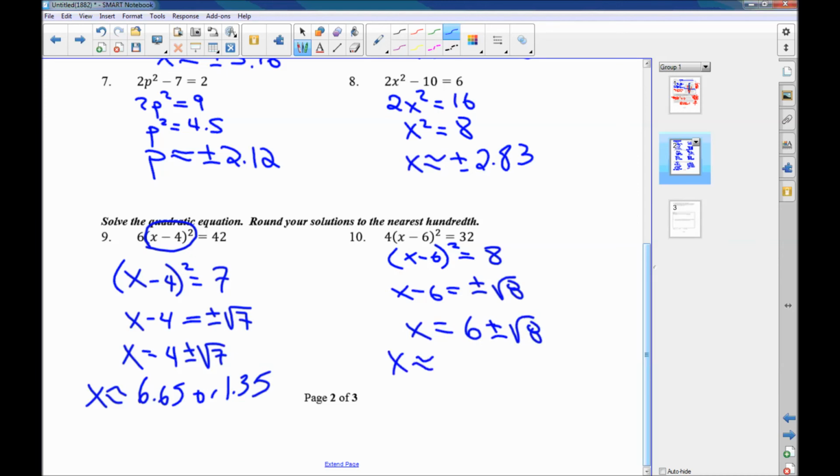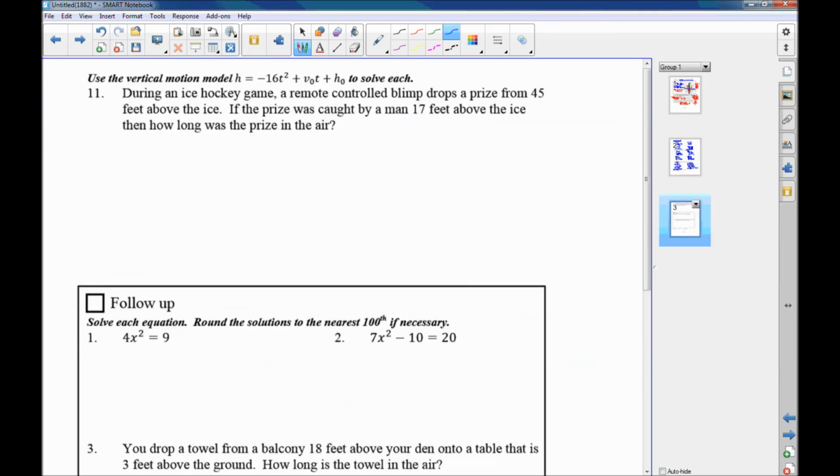And then I'll estimate. 6 plus root 8 is 8.83. And 6 minus root 8 is 3.17. Okay, so we have two answers here. All right, flip it over. Let's try a word problem, and then you have a follow-up.